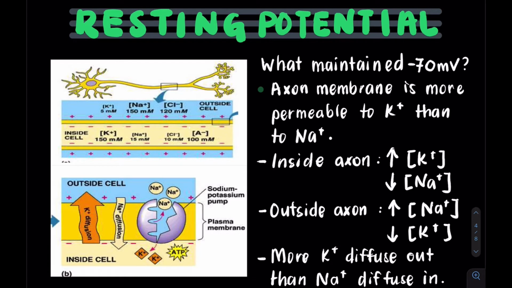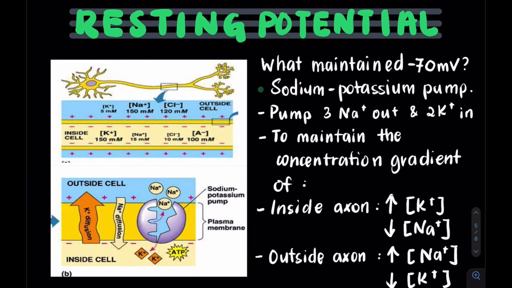First, the axon membrane is more permeable to potassium ions compared to sodium ions, which means that there are more non-voltage gated potassium channels compared to non-voltage gated sodium channels. The movement of potassium ions and sodium ions across these channels is down the concentration gradient. Since the inside of the axon has more potassium ions and the membrane has more potassium channels, more potassium ions will diffuse out compared to sodium diffusing in because there are fewer sodium channels.